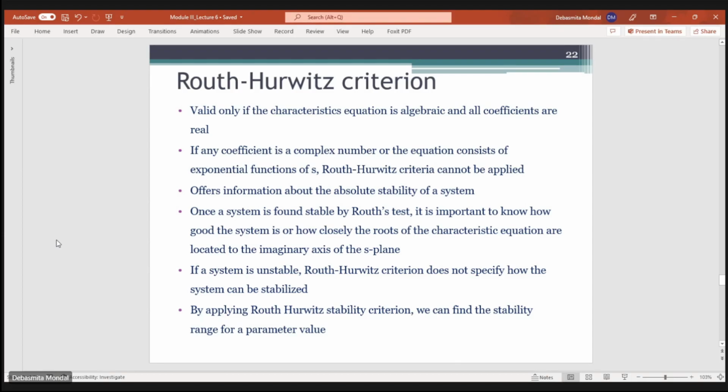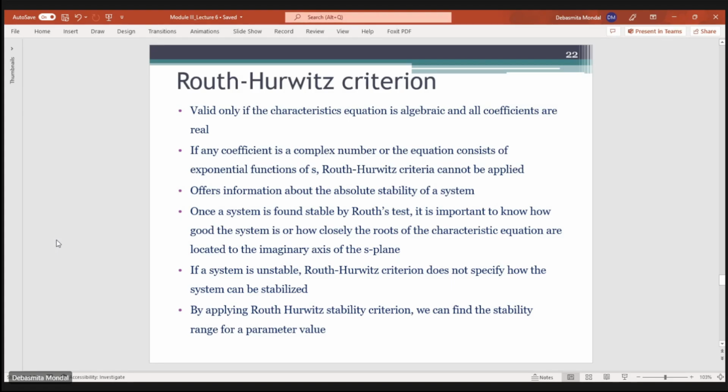Okay, so the Routh-Hurwitz criteria, you can say that it is valid only if the characteristic equation is algebraic in nature and all the coefficients are real. Okay, so if any of the coefficients of the characteristic equation is a complex number or it consists of an exponential function, then Routh-Hurwitz criteria cannot be applied.